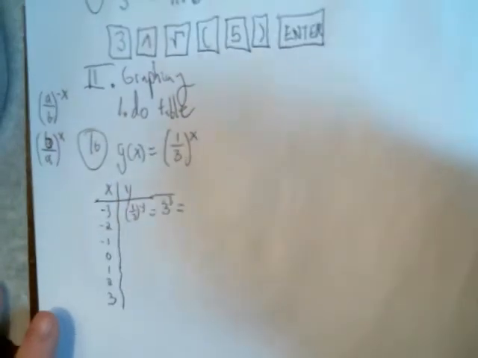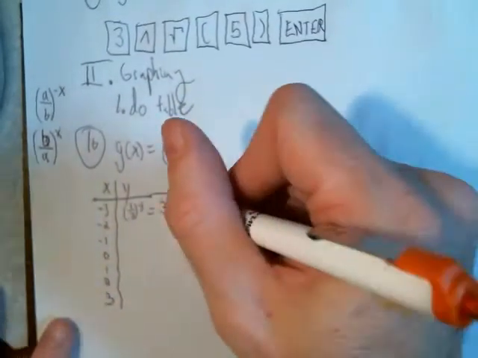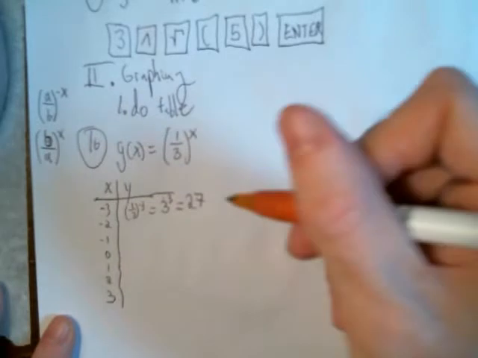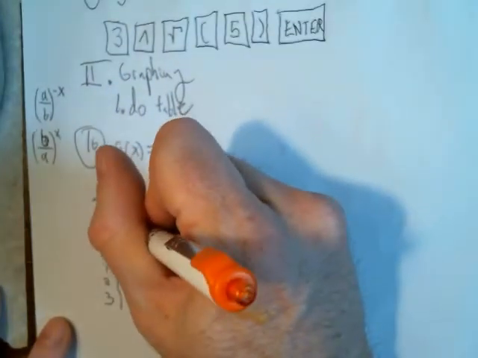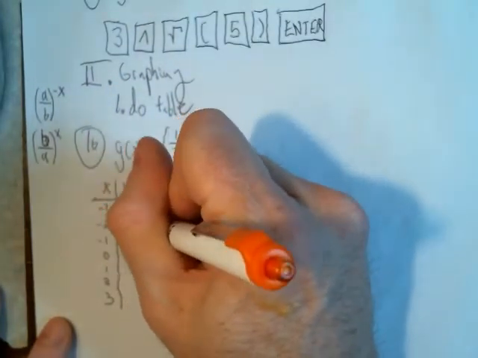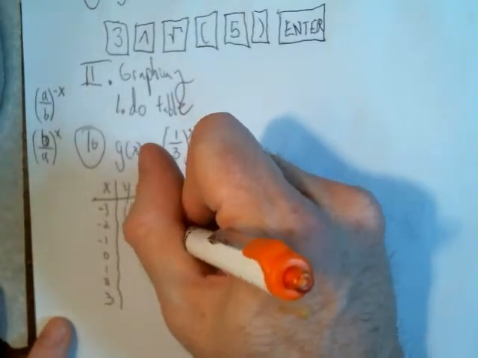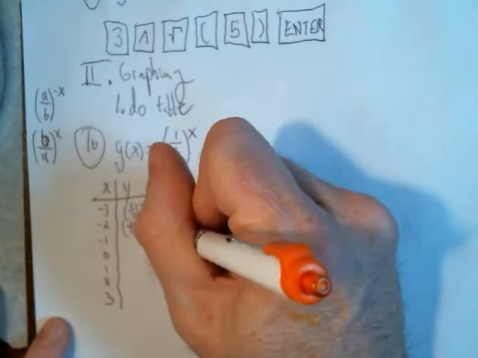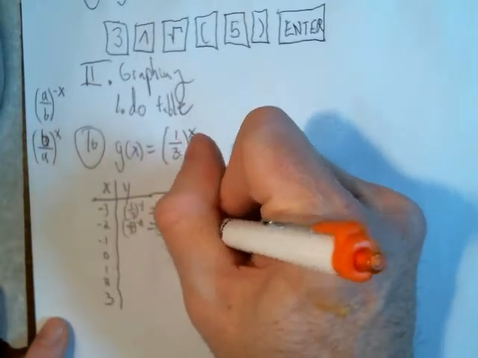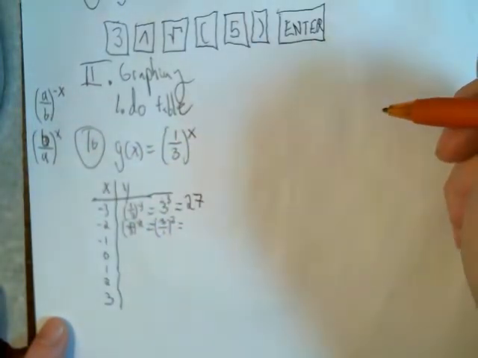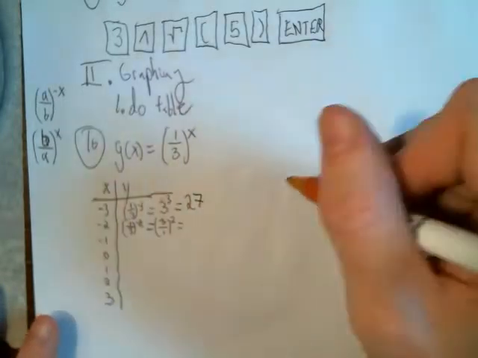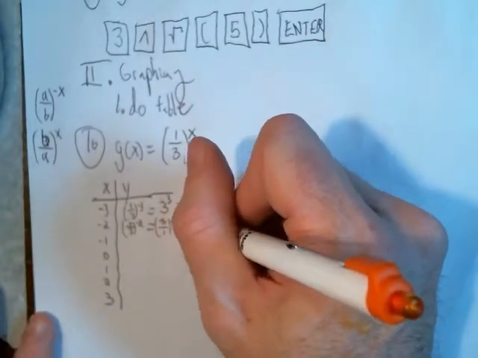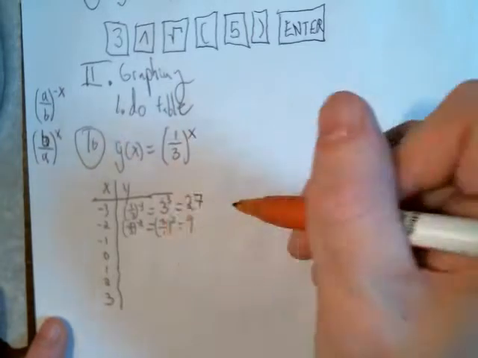And then 3 cubed, 3 times 3 is 9, times 3 is 27. Here we have 1/3 to the negative 2. And likewise, 1 over 3, flip it, it's 3 over 1, literally, if you need to see that, 3 over 1 like that. And then 3 over 1 squared, well, that's just 9 over 1, which is just 9. Okay.